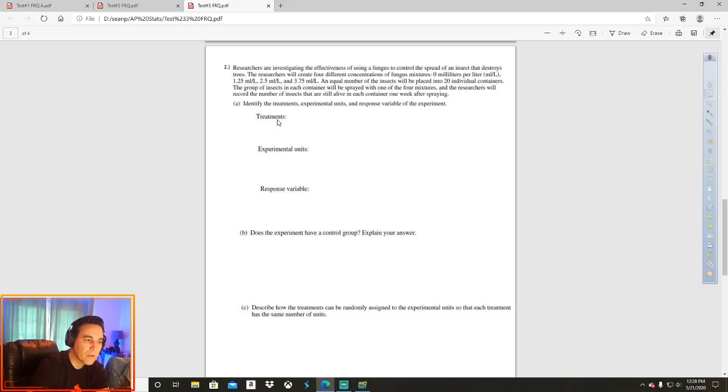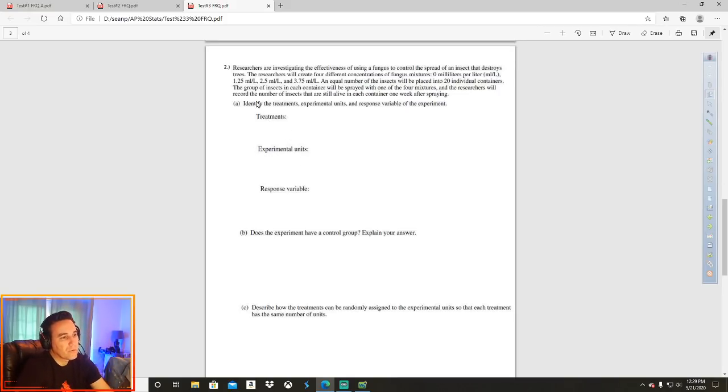So the treatments are, what is getting the treatment? What's getting the fungus? Well, the flies are getting the fungus. A lot of people said, oh, it's the flies. It's actually the containers of flies. So a better answer than just the insects would be the containers of insects, because we're applying it to the container. And then we're measuring how many are still alive after a week. So for each container, the container was the experimental units. Remember, experimental units are what are getting the treatments.